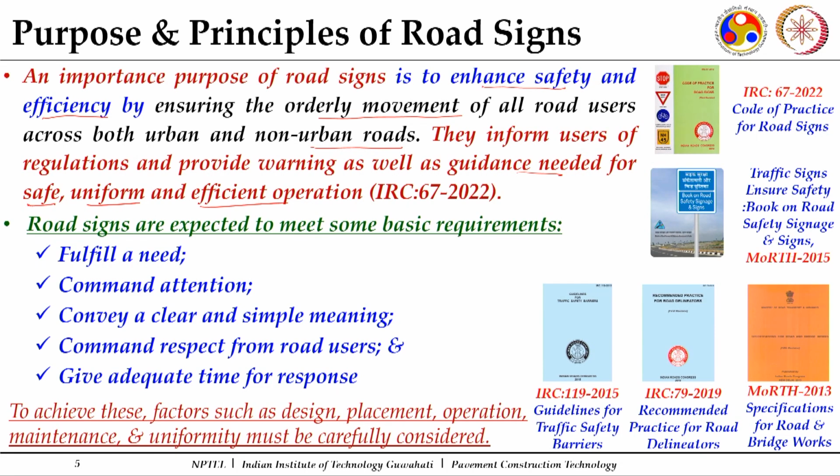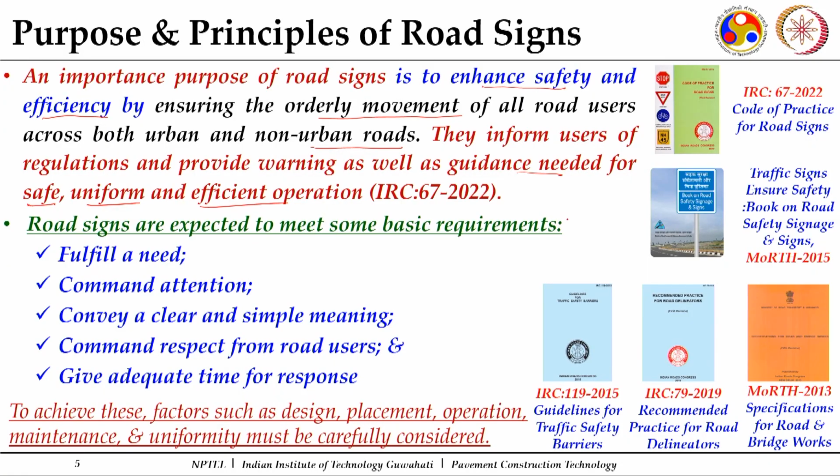So these are some of the key requirements. Whenever a sign is installed, there is something expected out of it. Road signs are expected to meet some basic requirements. If a road sign is installed at a particular location nearby a road, there is something which is expected to be delivered by it, and it fulfills a need. Whether it is a warning, an information, or some control, it should be able to fulfill a particular need and command attention. It should draw the attention of the road user.